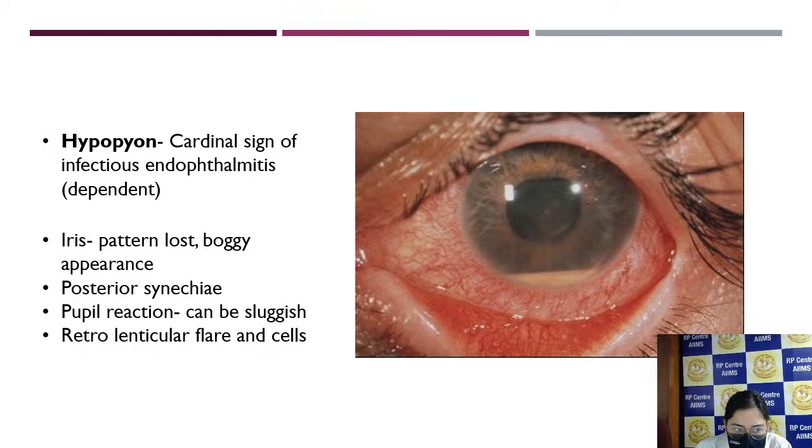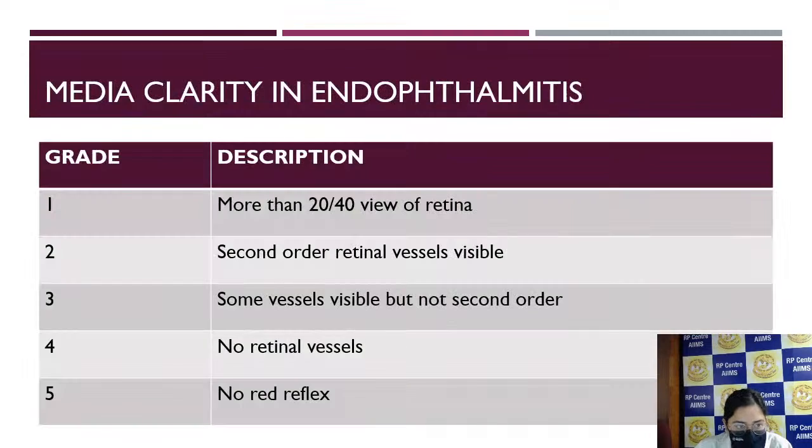Hypopyon is the cardinal sign of infectious endophthalmitis, and as seen in the EVS study, more than 75% have hypopyon. But that doesn't mean that if hypopyon is absent, we can rule out endophthalmitis, as 25% of patients do not have hypopyon. Then the iris: usually the patterns are lost and it has a boggy appearance. There's a tendency of posterior synechia formation. Pupil reaction is usually sluggish.